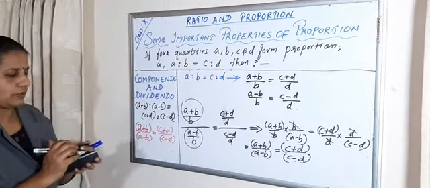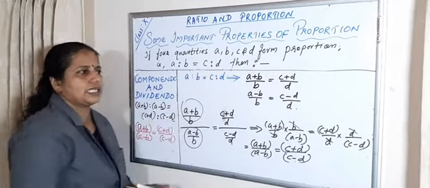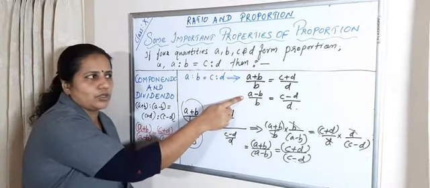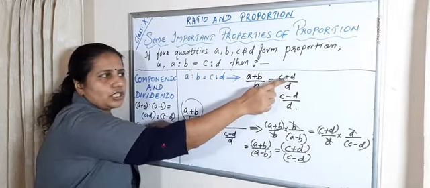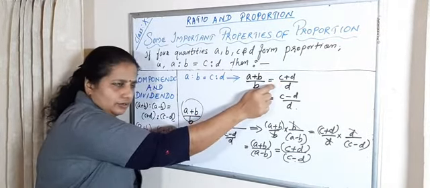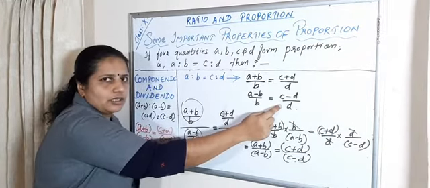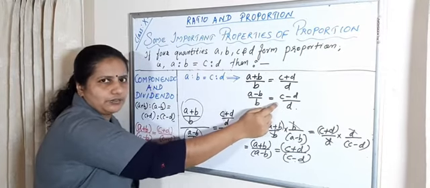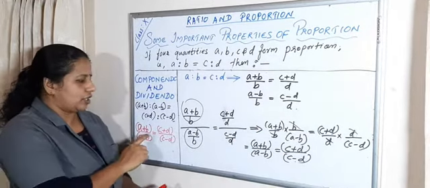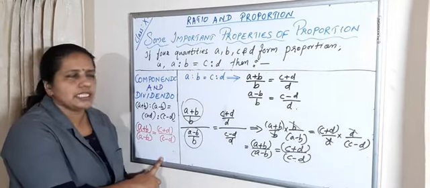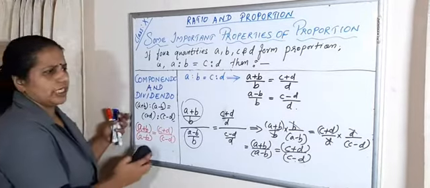Then tell me what is componendo and dividendo property? It is the componendo of numerator divided by the dividendo of numerator that makes the ratio between the next two quantities, the componendo of the last two quantities divided by the difference. That is, here sum, here difference. That is, (A plus B) by (A minus B) equal to (C plus D) by (C minus D). This is called the componendo and dividendo property. So take your book and write this.